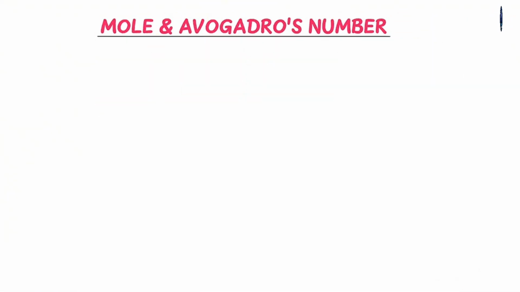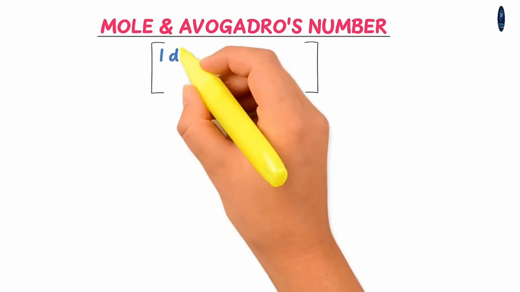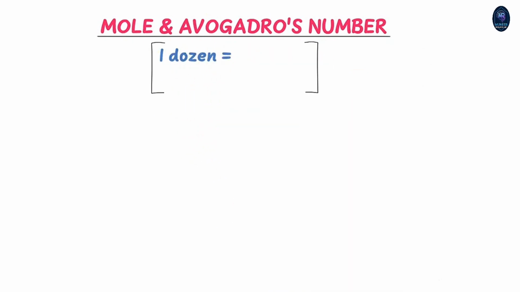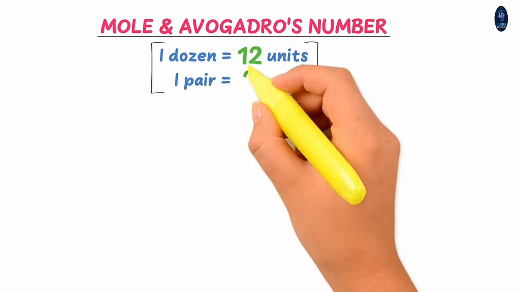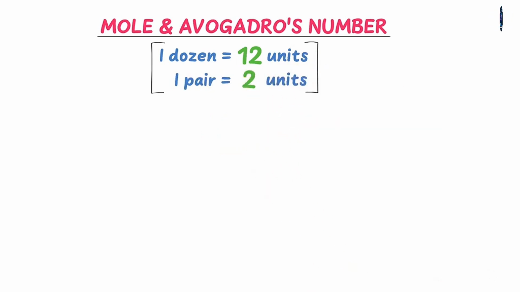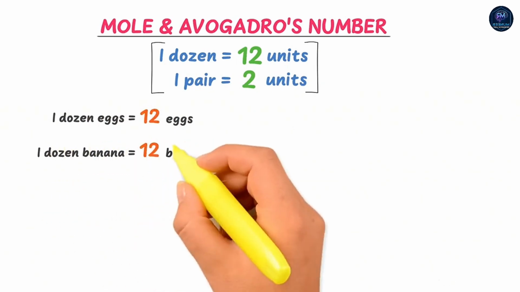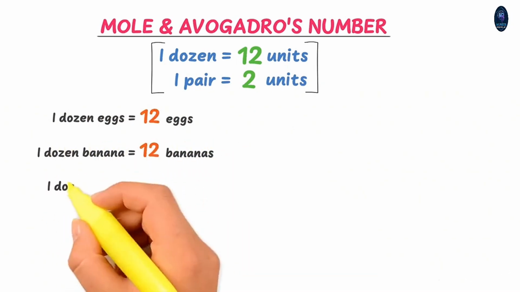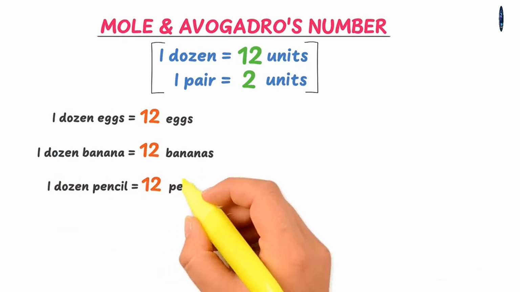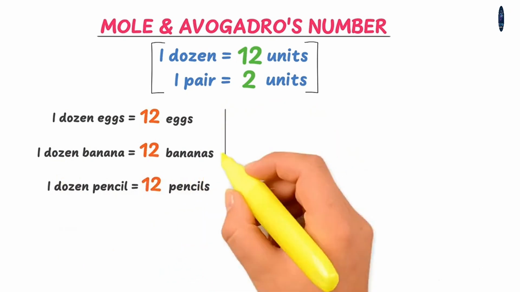Firstly, let me teach you the easy concept of mole and Avogadro's number. We know that 1 dozen of anything is equal to 12 units, and a pair of anything is equal to 2 units. For example, 1 dozen eggs is equal to 12 eggs, 1 dozen bananas is equal to 12 bananas, and 1 dozen pencils is equal to 12 pencils.